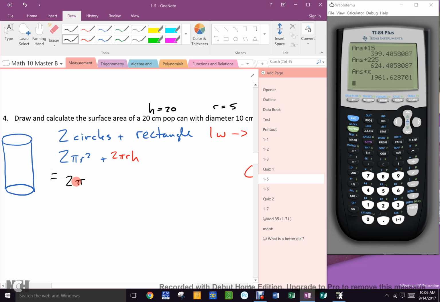Equals 2 pi 5 squared plus 2 pi 5 times 20, which equals 50 pi plus 200 pi, 250 pi.